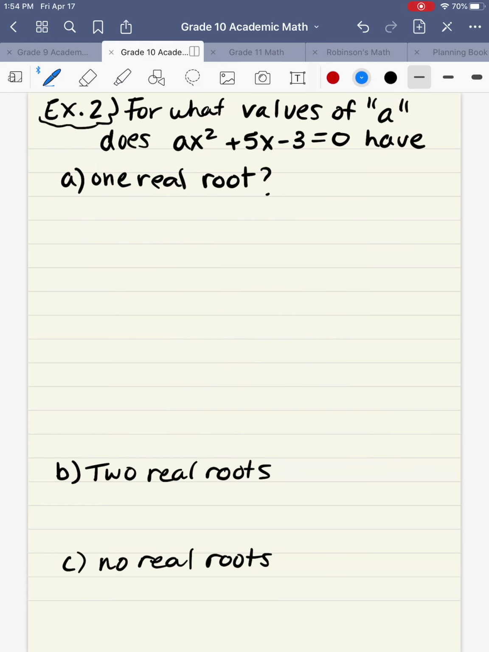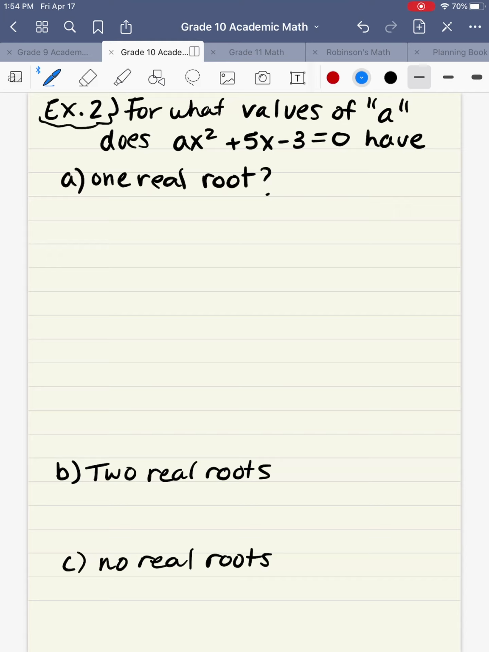Example 2 of the discriminant lesson. For what values of a does a times x squared plus 5x minus 3 equal to 0 have one real root, two real roots, and no real roots? We're going to have to do a lot of work for the first part, but then we're going to be able to use part of our answer to answer parts B and C.